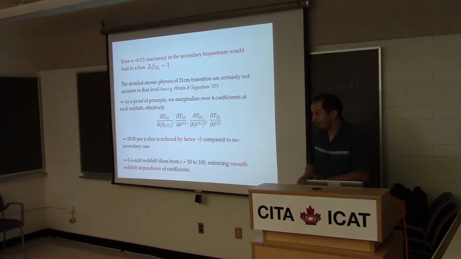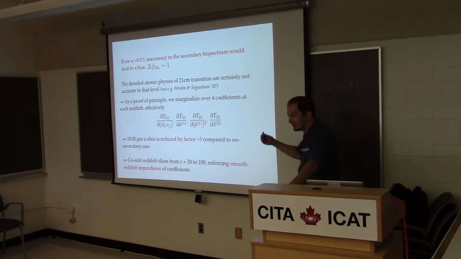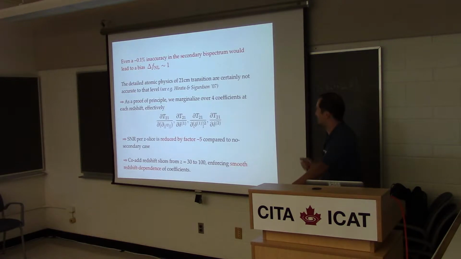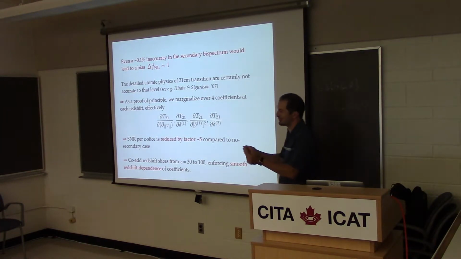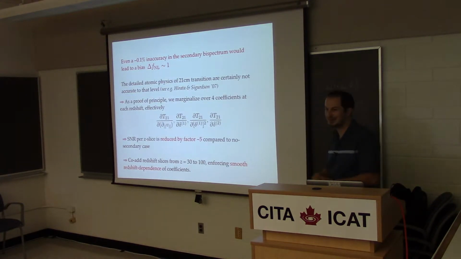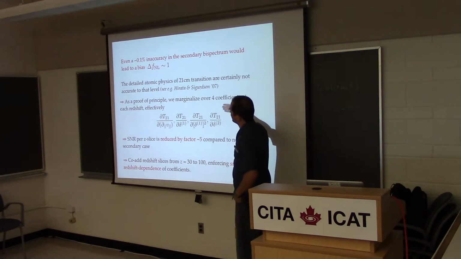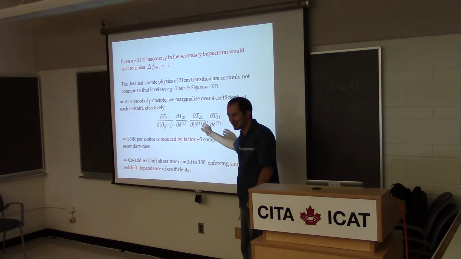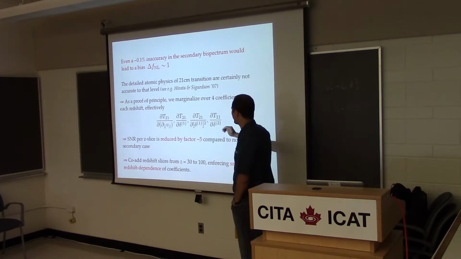So there are many things that are not accurate at 0.1%. For example, we don't know cosmological parameters today to 0.1%. So let's hope that we will know them to 0.1% by the time we put a telescope on the far side of the moon. For example, we don't know the detailed atomic physics of 21 centimeter transition to 0.1%. For example, if you look at this paper by Herat and Sigurdsson, they show that the spin temperature is really velocity dependent. And I'm sure there are more effects like this. So this is an exercise as a proof of principle, because again, in 30 years, who knows what parameters we should marginalize over.